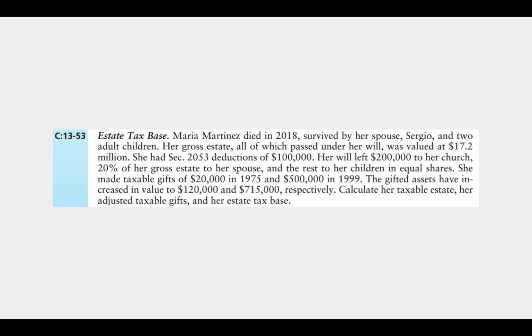She also made gifts. Notice that the $20,000 is 1975. So remember, when we talk about gifts, we talk about post-1976 gifts. So remember that those older ones are going to be treated differently. And then this 1999 one is valued at $500,000. Today, those gifts have increased in value. But remember, we value them at the value on the date of gift.